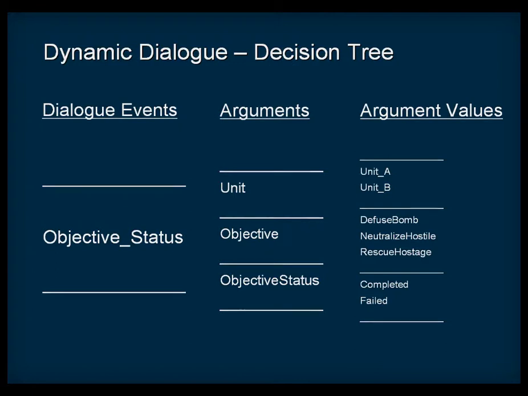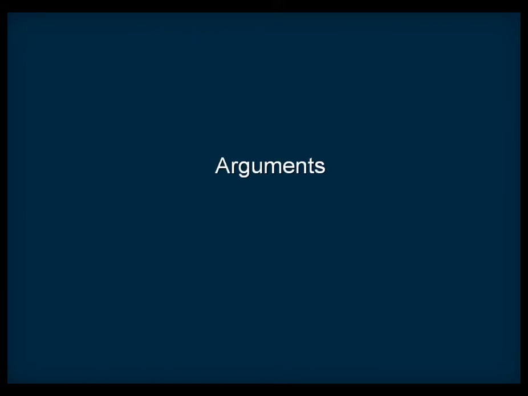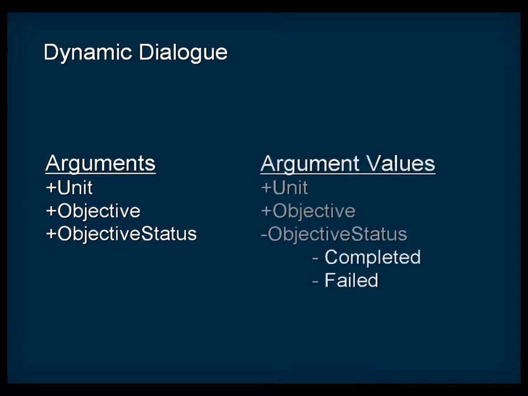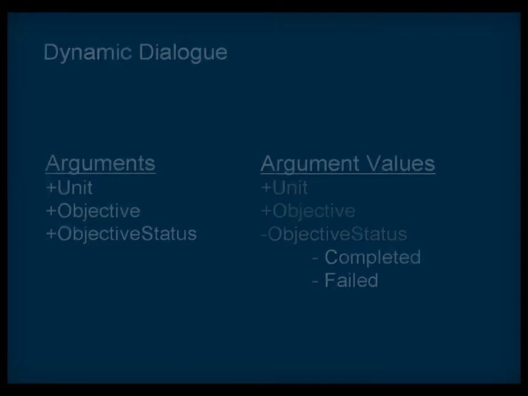Let's look more closely at each component within the tree. The first component is the argument, which is a type of game sync that was created specifically for the dynamic dialogue system. Arguments help you break down and categorize the different pieces of dialogue within your game. In our example, we've created arguments for unit, objective, and objective status. Each argument then contains a series of argument values that define the different outcomes or conditions for that argument. In our objective status argument, for example, we have the argument values completed and failed.